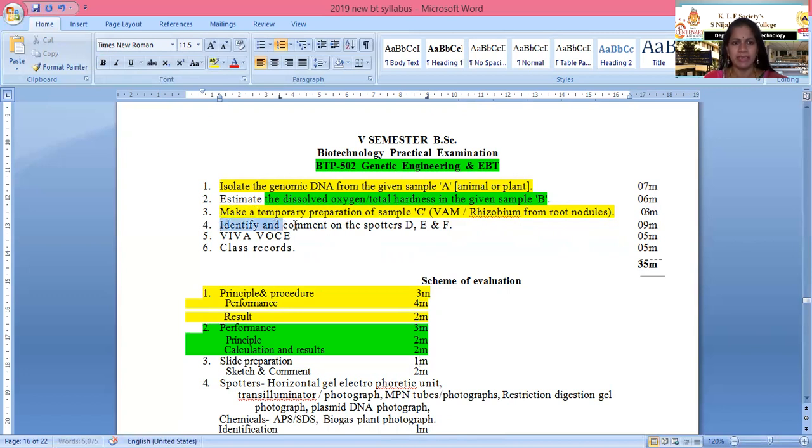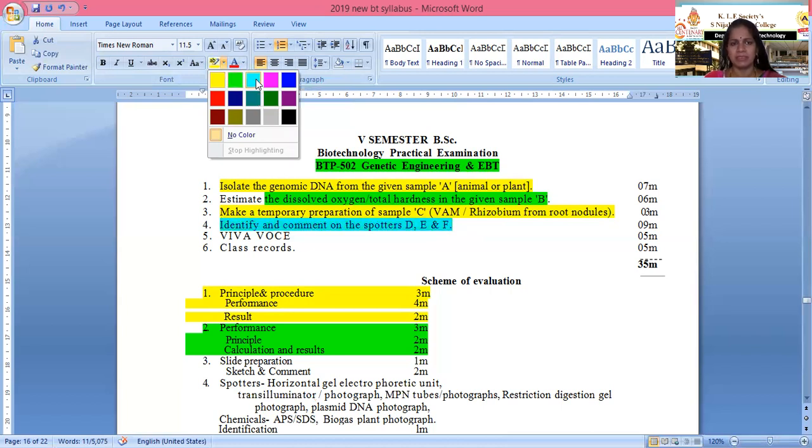The next one is comment on the spotters D, E and F. These are the spotters. Spotters we are going to give you from theory and practical, based on theory and practical information. This carries 9 marks. The 9 marks we are going to split, like writing part 2 marks and identification 1 mark.